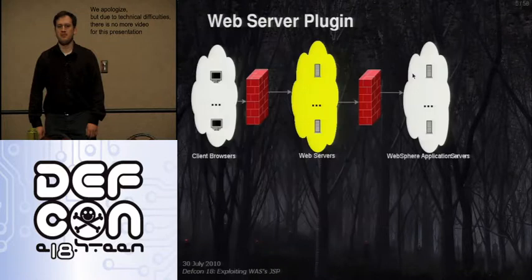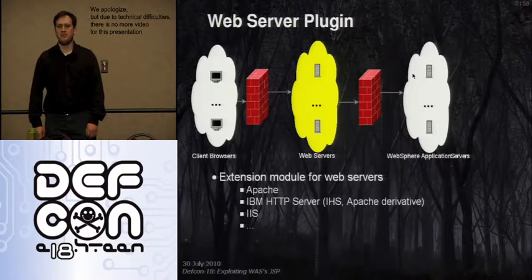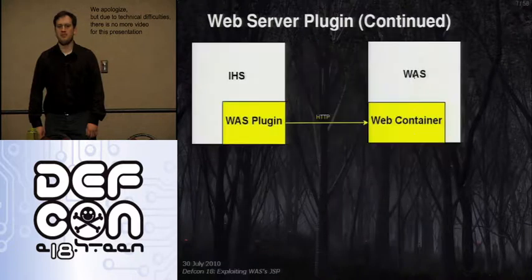So the web server plugin is what we need to describe a little bit first to understand. I'm going to refer back to this architecture because we're going to jump around between the different areas to understand it. This is basically an extension module that sits inside the web server, whether that be Apache, IBM's Apache, which is the IBM HTTP server, IHS, IIS, several other ones including Lotus Domino and things like that. So basically it just connects straight via HTTP to the actual WAS instance's web container.